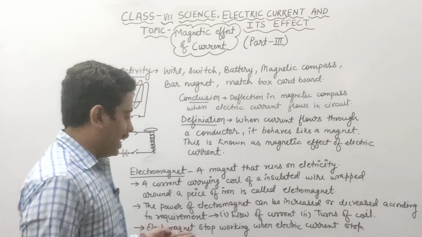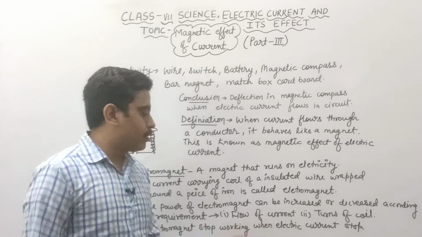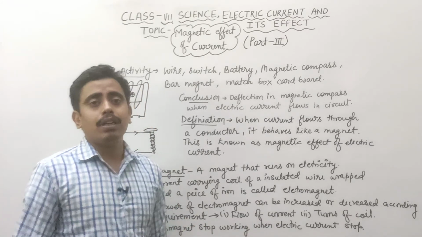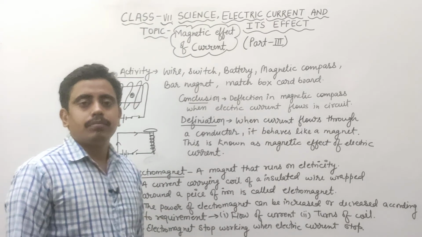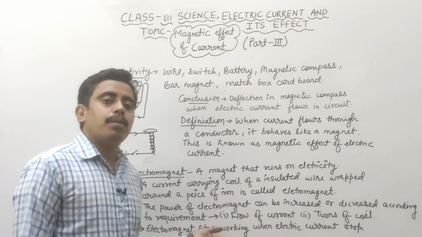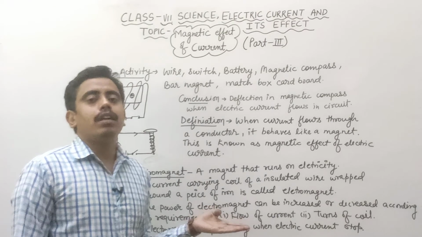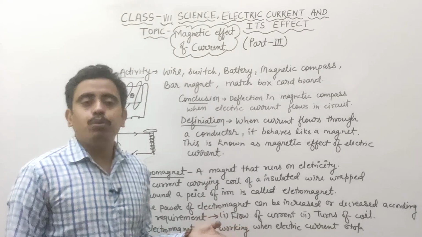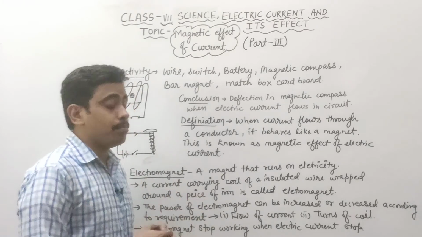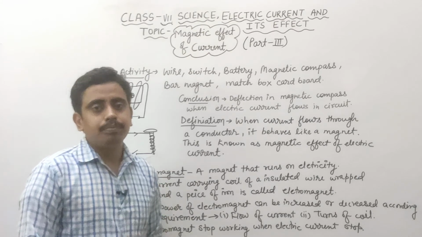Similarly, the last point: an electromagnet stops working when the electric current stops. So this was the basic information about the electromagnet. Thus we have seen the working of the electromagnet, the principle of electromagnetism, and that this electromagnet is also used in the electric bell. How the electric bell works and what is the process of electromagnetism in the electric bell, we will see in the next video. Thank you.